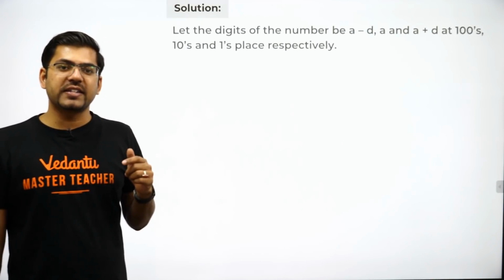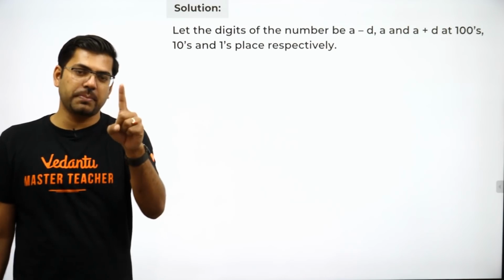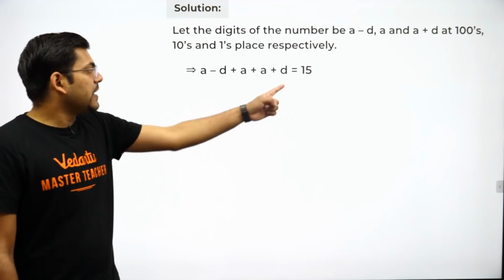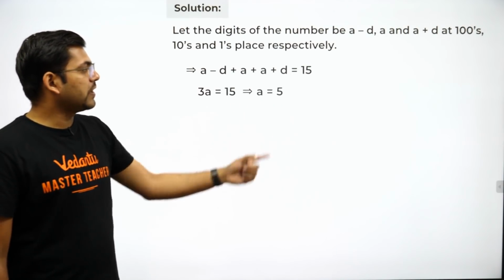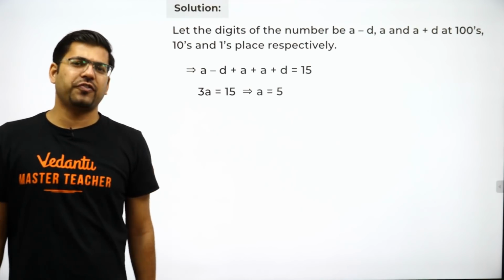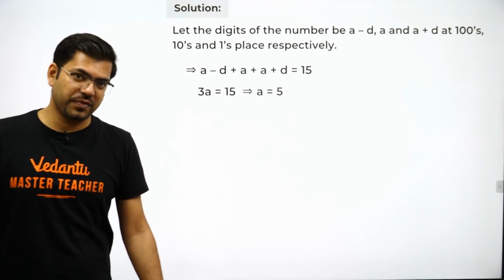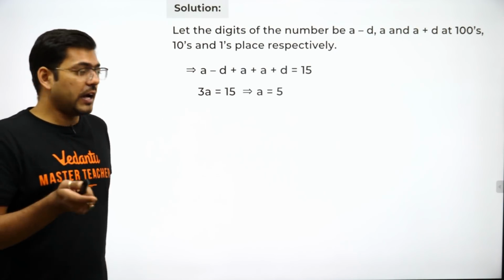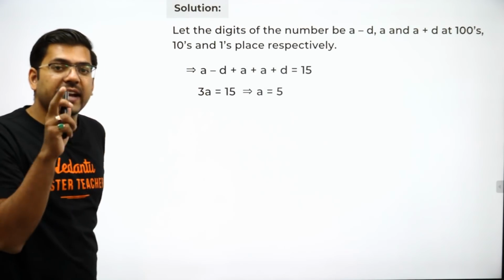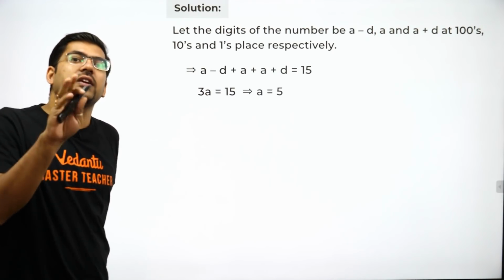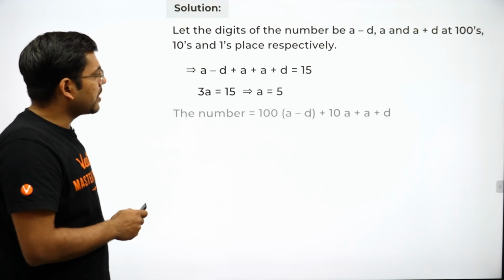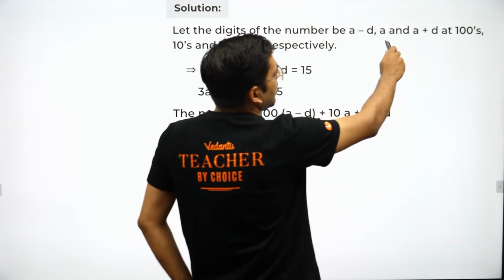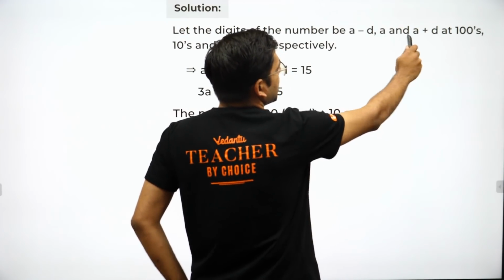So I have assumed the digits as A minus D, A and A plus D, the first step. Now, when I'll be doing the sum, I'll be getting it equal to 15 as per the question. D and D would be cancelled and I'll be getting 3A equal to 15, that is A equal to 5. I've got the value of A as 5. Now, once I have got the value of A, I will be using that second condition, that on reversing the digits. Here I have assumed that this is the hundreds place, this is the tens place, and this is the ones place.